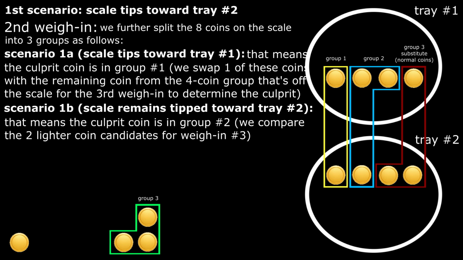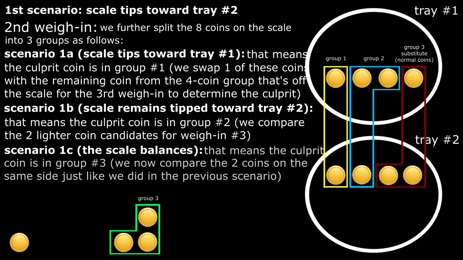Now let's look at scenario number 3. The scale balances during weighing number 2. That means group 3 has the culprit coin. And during the third weighing, we compare the two coins that were on the same side to determine the culprit coin and whether it's lighter or heavier, as we did in the second scenario. So that takes care of the scenario in which the first weighing, the scale unbalances.